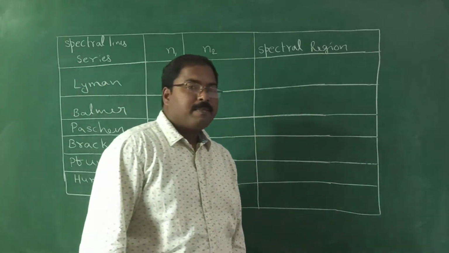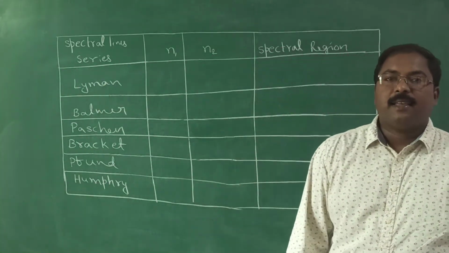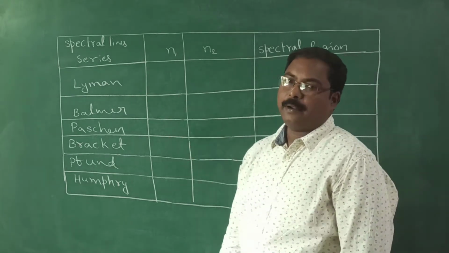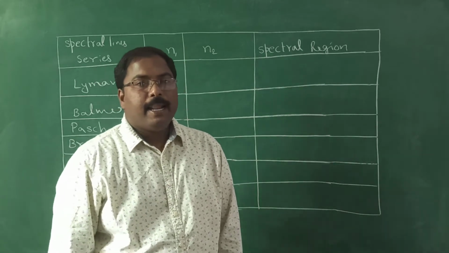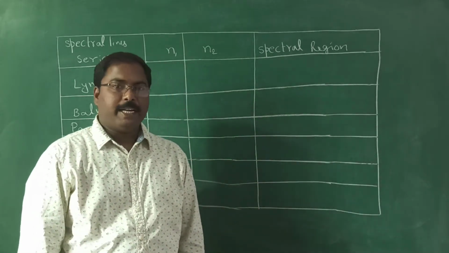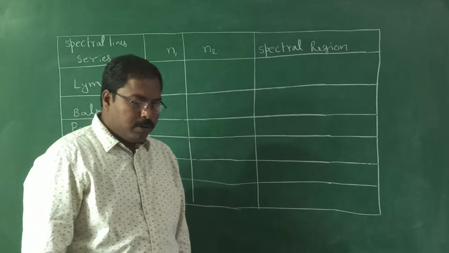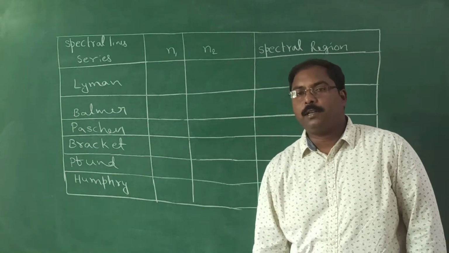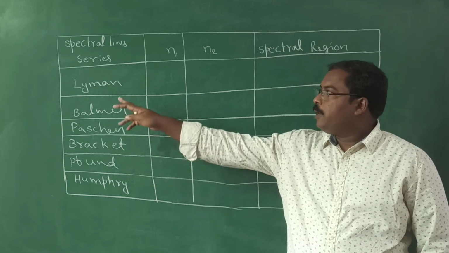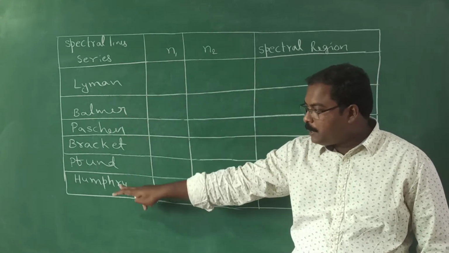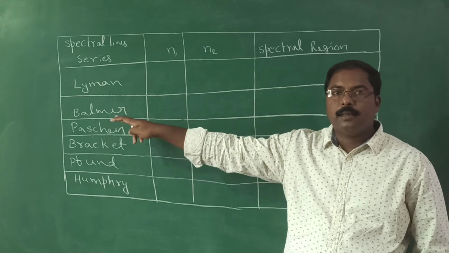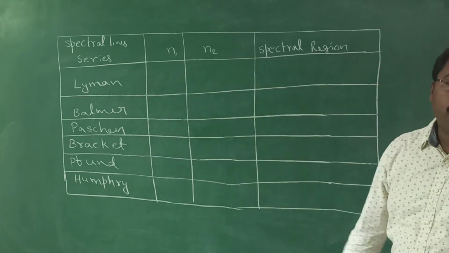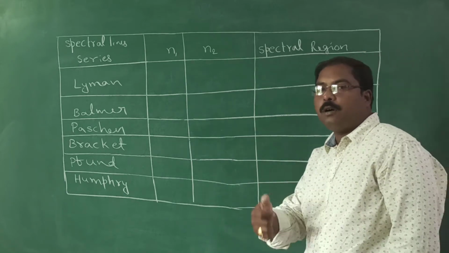Good morning, students. In the last class, we discussed the hydrogen spectrum and the different lines in the hydrogen spectrum. As I told you at the end of the class, we need to discuss the hydrogen spectrum further. Whatever types of spectral series we discussed, I am now going to give all of those in a tabular form, which will make it easy to solve the questions.